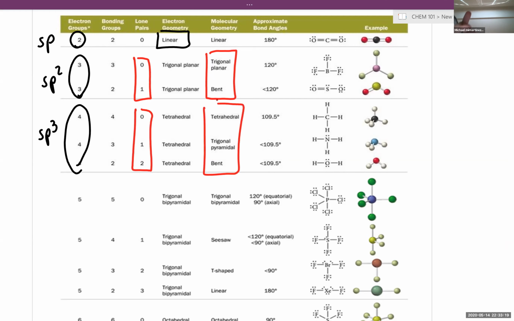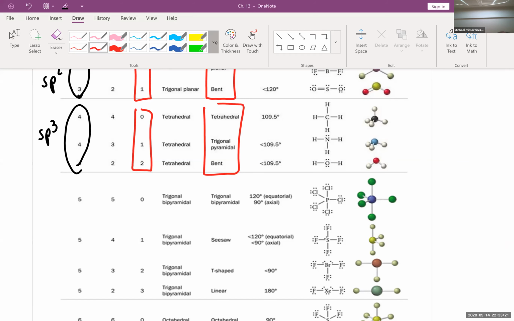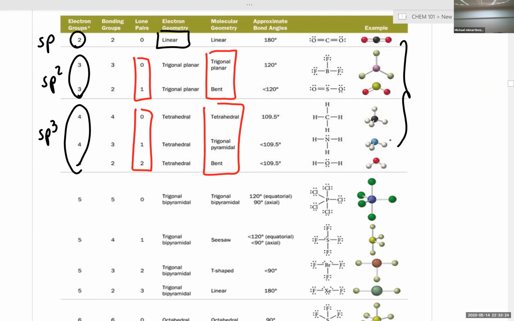You are responsible for the first six entries in this table. You should be familiar with the bond angles, electron pair geometries, and molecular geometries, as well as each of these hybridization labels for each of these electron pair and molecular geometries. Does that make sense, what I'm expecting of you for the coming quizzes and exam? Okay, perfect.